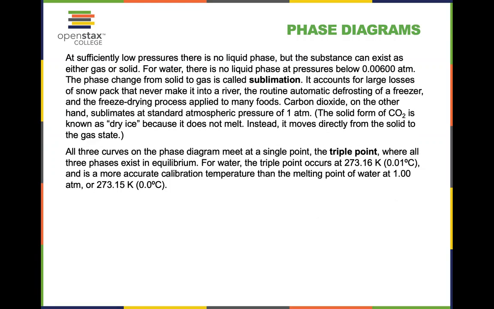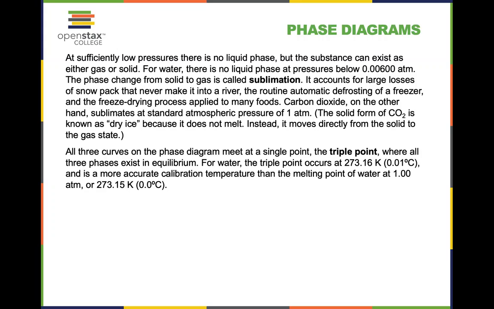At sufficiently low pressures, there is no liquid phase, but the substance can exist as either gas or solid. For water, there is no liquid phase at pressures below 0.00600 atm. The phase change from solid to gas is called sublimation. It accounts for large losses of snowpack that can never make it into a river, the routine automatic defrosting of a freezer, and the freeze drying process applied to many foods.